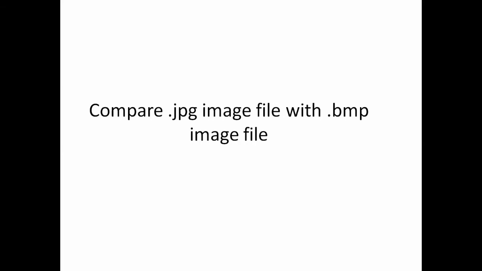Compare a JPEG image with a bitmap image, BMP. A JPEG image is compressed and it's used for the web and it's lower quality. A BMP or bitmap image is high quality, it's not compressed, and it'd be used if you were a photographer and you wanted to have a high quality image that didn't degrade over time, every time you opened or saved it.